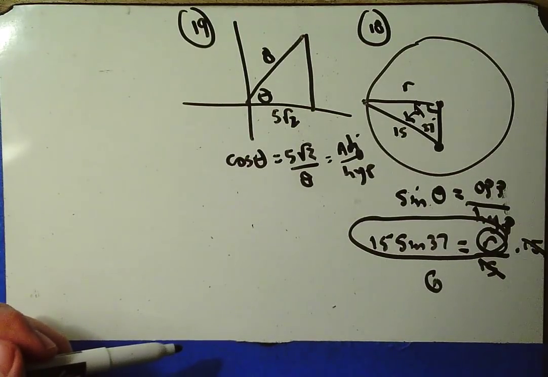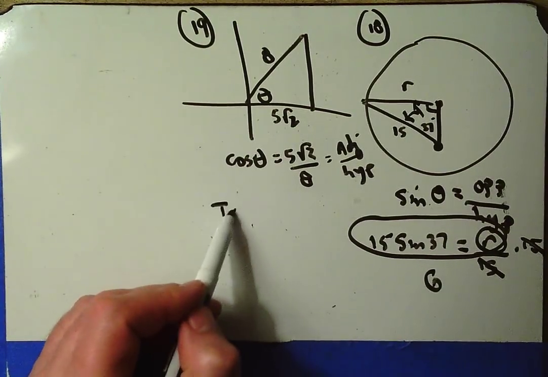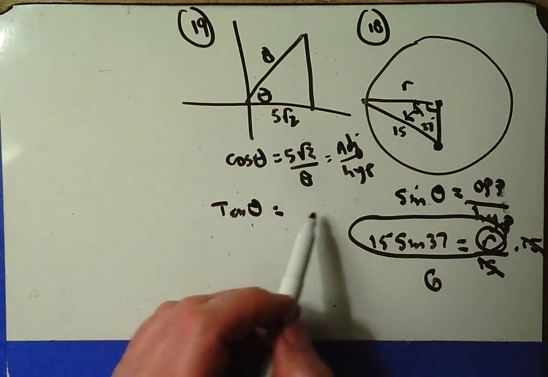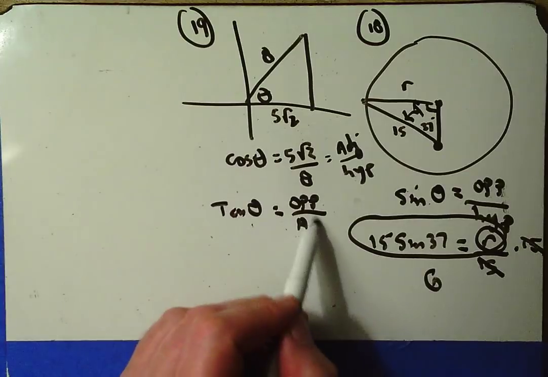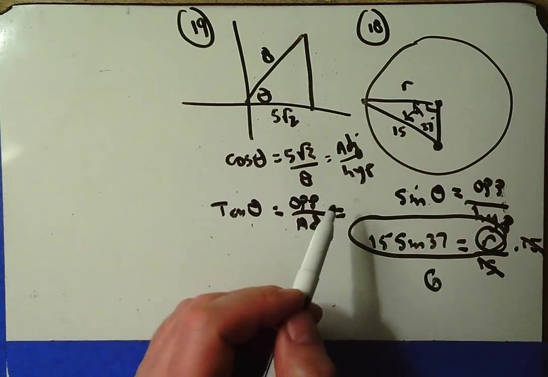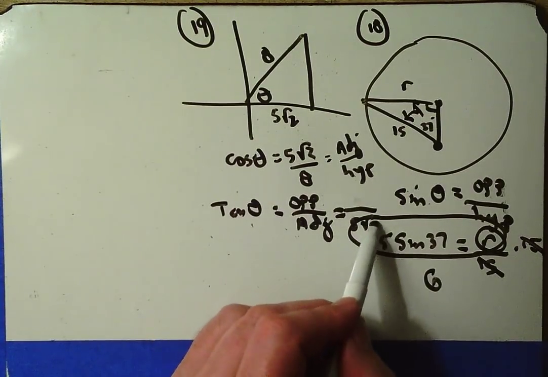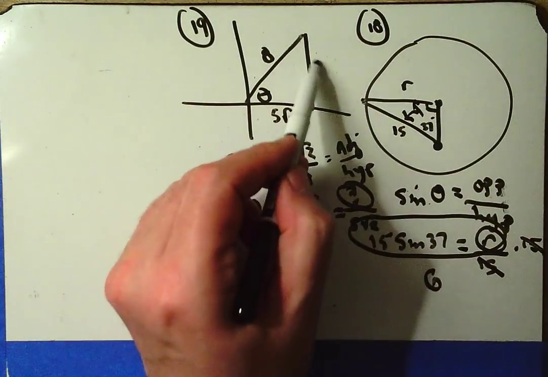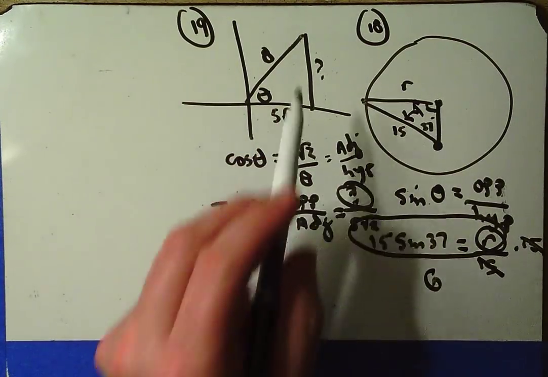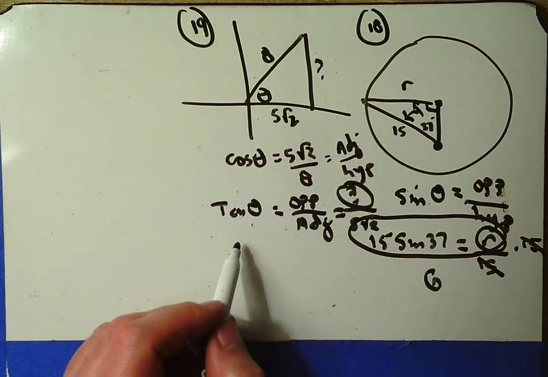Now they do ask me in this problem to find tangent theta. And tangent uses opposite and adjacent. Well, I already know that the adjacent side is 5 root 2. What about the opposite side? I need to find that. And I can use the Pythagorean theorem to do that.